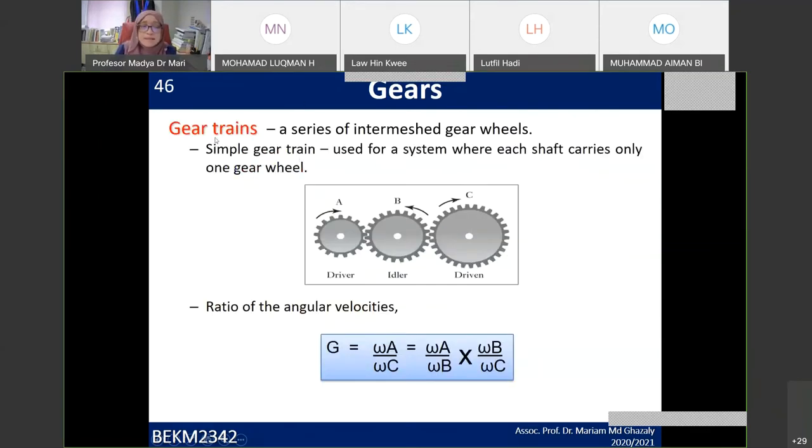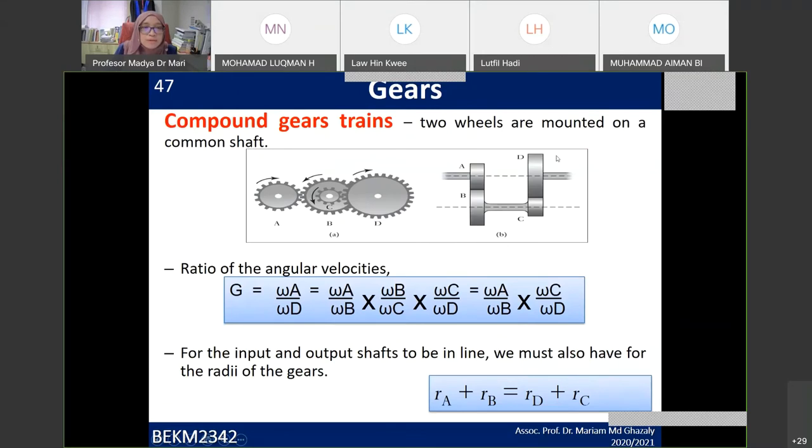And sometimes you can organize gears in a series of meshed gears. So you have a driver, idler, and driven. It's going to move in the same clockwise direction, so A is clockwise, and in the end C is also clockwise. So this is a simple gear train. And you also have the compound gear train, where two wheels are mounted on a common shaft. So you have gears A, B, C, D, and B and C are mounted on the same shaft. This is what is meant by a compound gear train. You can go through and look at how to calculate the gear ratio here.